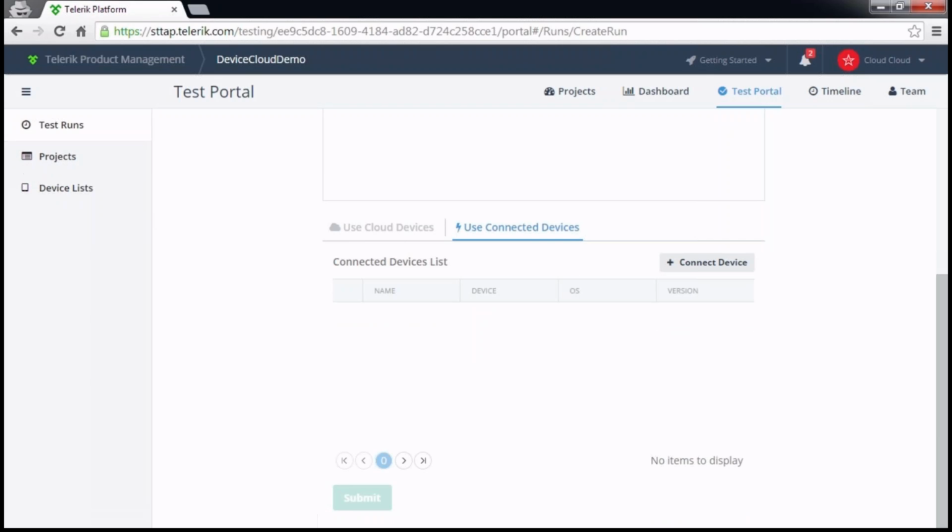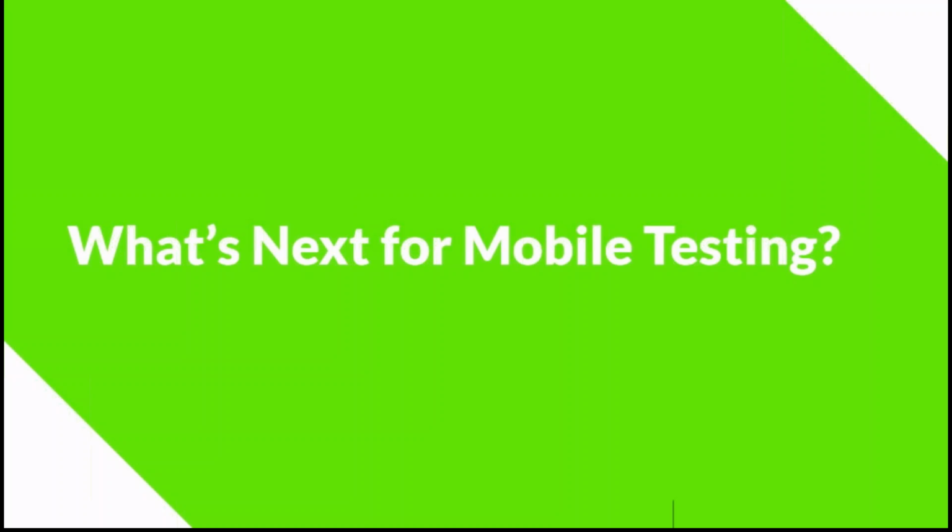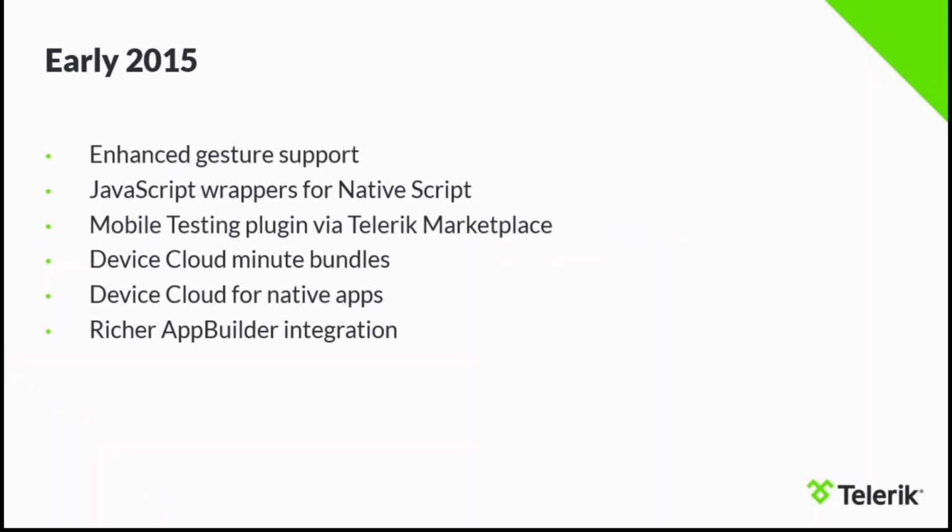The next thing I'd like to do is jump back into our slides and talk a little bit about what's next for mobile testing. So in early 2015, we've got some tremendous things planned. Enhanced gesture support for the actual core framework. We want the core framework to be the most useful mobile testing framework available, and by adding some enhanced gesture support for Android, iOS, and web, it will be just that. We'll be incorporating JavaScript wrappers for NativeScript, and a mobile testing plugin is going to be available via the Telerik Marketplace. We should have that in December.